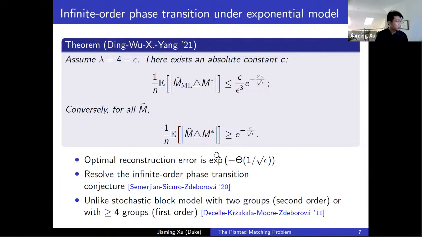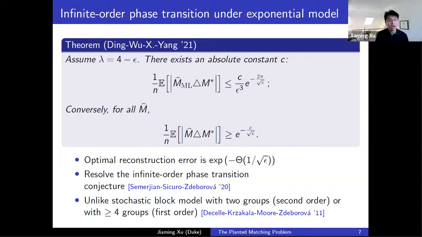In particular, you can see that this expression as a function of epsilon is infinite order smooth. In other words, if you divide this by any power of epsilon and let epsilon go to 0, it will go to 0. This is known in statistical physics parlance as a so-called infinite order phase transition. One thing I want to point out is that this infinite order phase transition is quite unique.